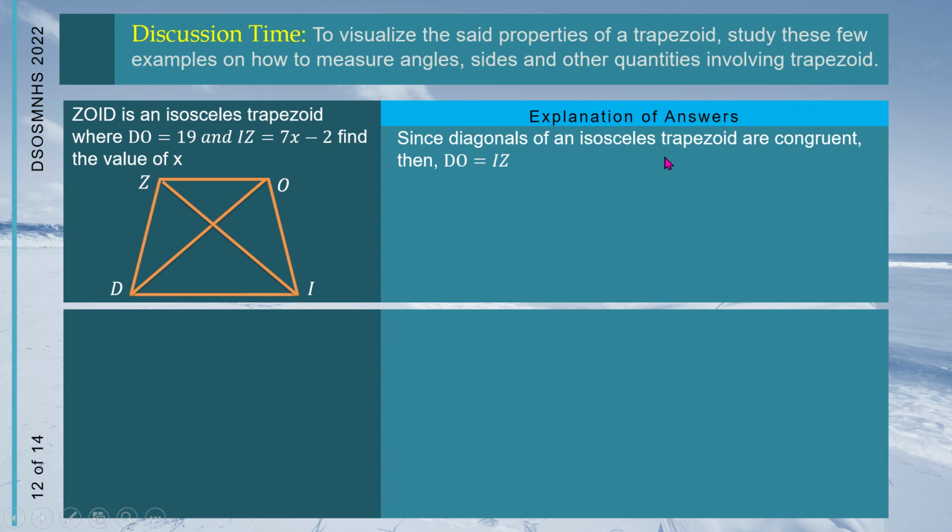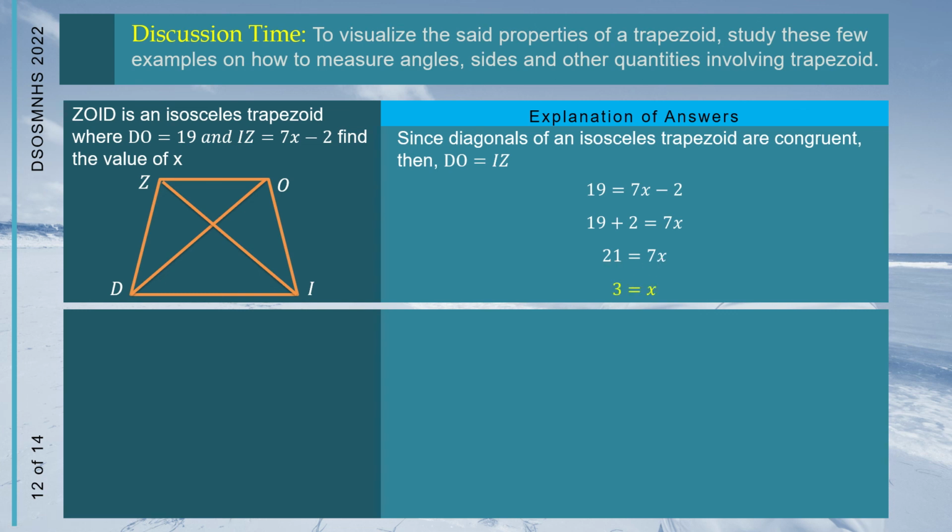Since the diagonals of an isosceles trapezoid are congruent, DO is equal to IZ. Therefore, since they are equal, they are being equated. 19 is equal to 7x minus 2. So what shall we do? The variable x is on the right side, so the minus 2 goes with the positive 19. The negative 2 moves over as plus 2. So 19 plus 2 is 21, equal to 7x. Then to look for the value of the variable x, divide by 7, since the number beside x is 7. So divide both sides by 7.